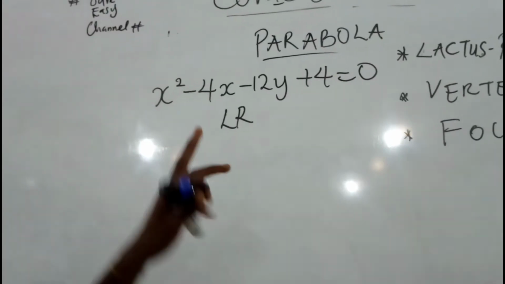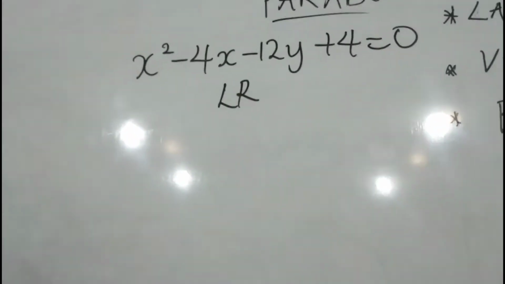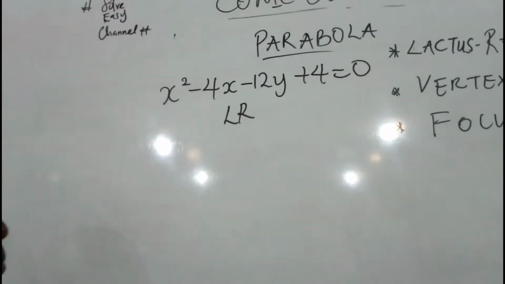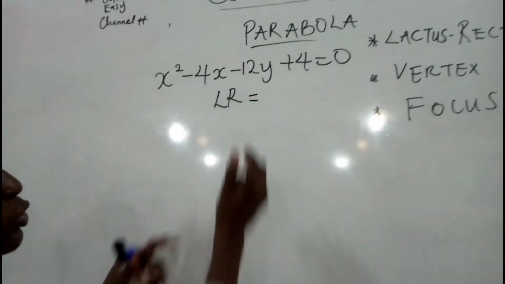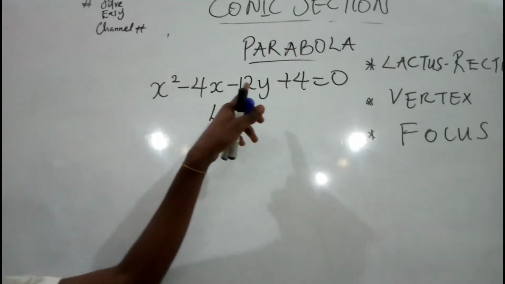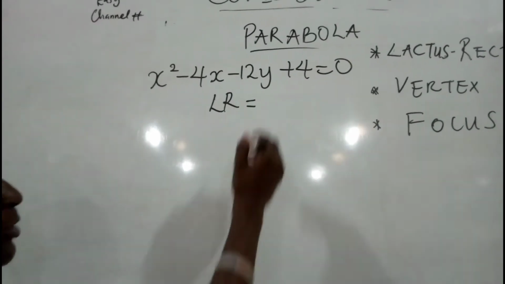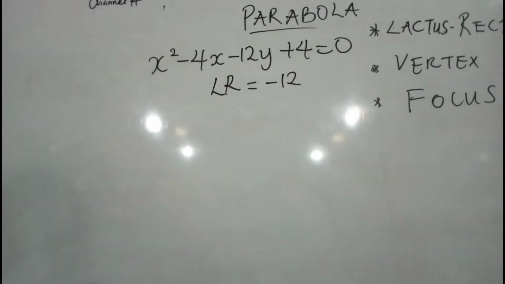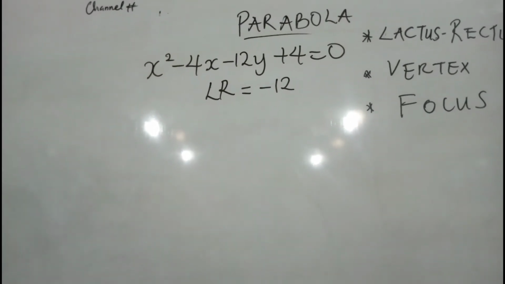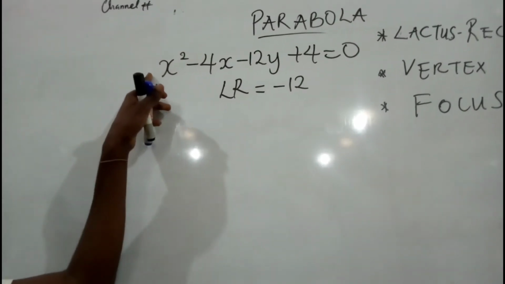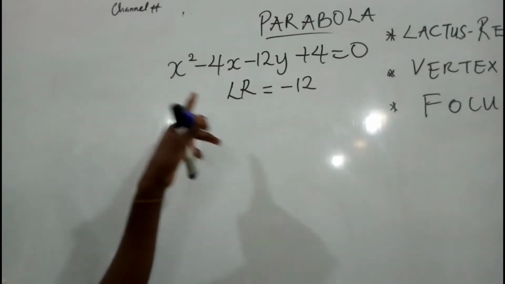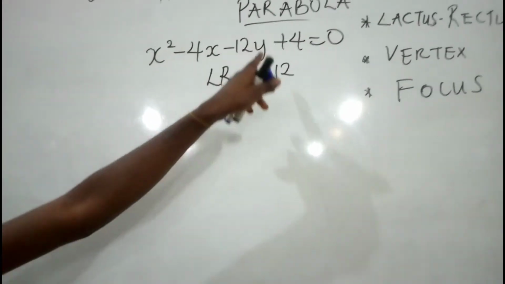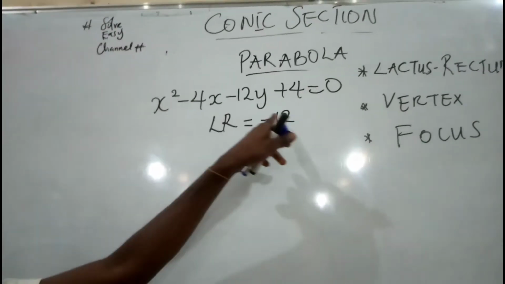Since it is 1, the next thing I need to do now, our latus rectum will be equal to the coefficient of y, which is minus 12. So that's just the latus rectum. But the thing you need to be watchful of is the coefficient of x squared. It needs to be 1. So our latus rectum is the coefficient of y, which is negative 12.